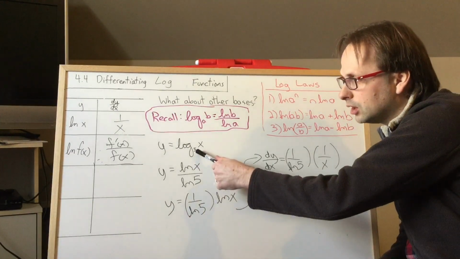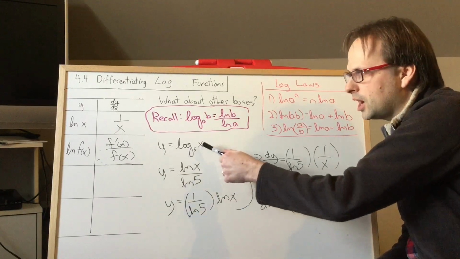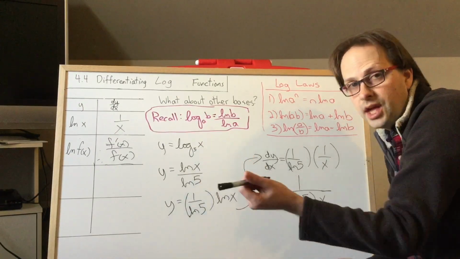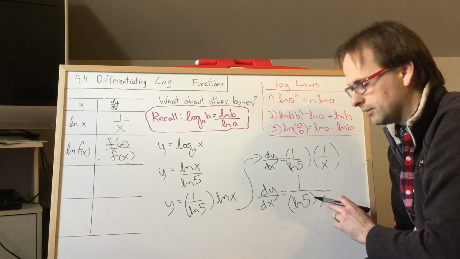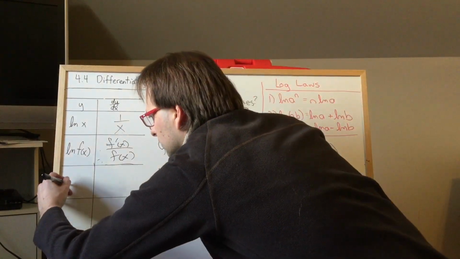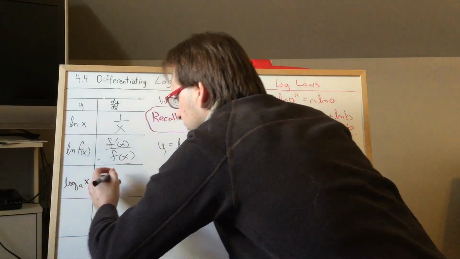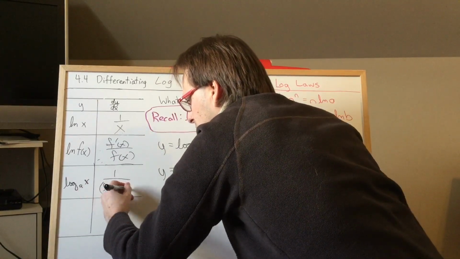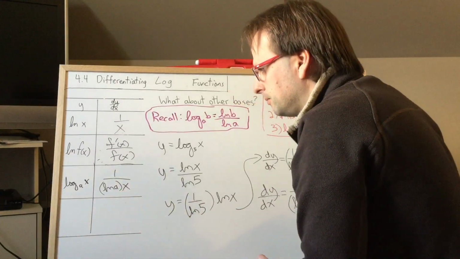So if this had been log base 7 of x, you'd have a ln 7 here. If it had been log base pi of x, you'd have a ln pi here. If you have log base anything, log base a of x, then you'll have a ln a on the bottom. And you'll still have this 1 over x. So let's make a rule about that. Let's say log base a of x differentiates to 1 over ln a, and an x on the bottom as well.